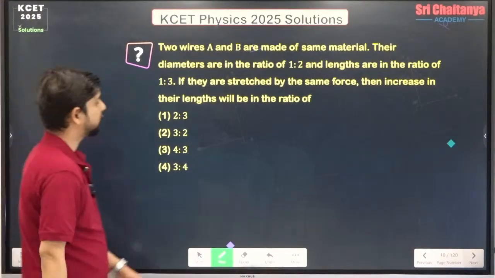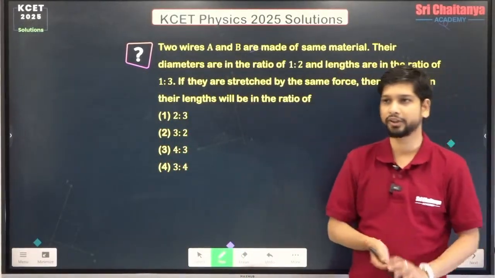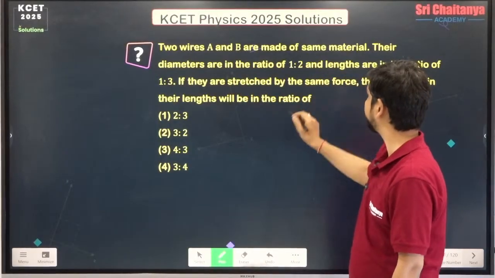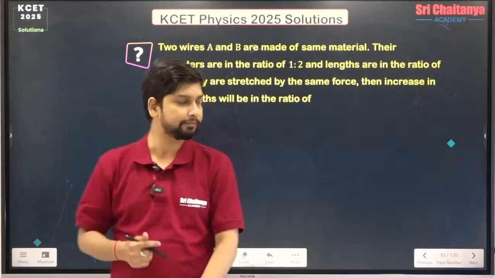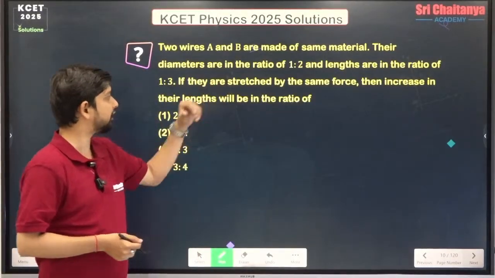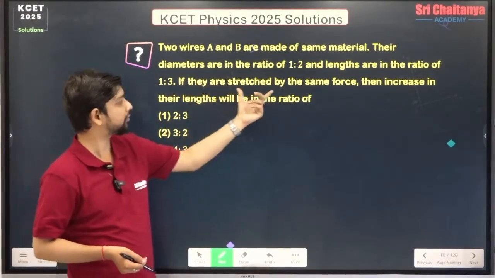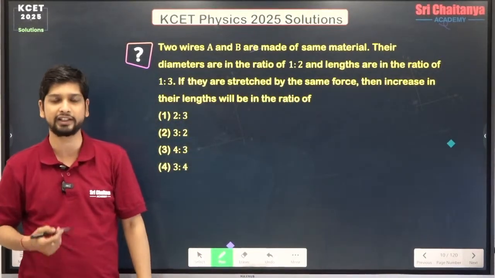It's a very simple question based on Hooke's law. So what is given here? That the two wires A and B are made of the same material, so the material properties are going to be the same. Their diameters are in the ratio of 1:2 and lengths are in the ratio of 1:3. If they are stretched by the same force, then the increase in length will be in the ratio. So we have to find the increase in the length.